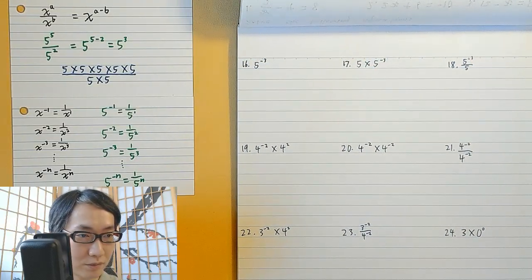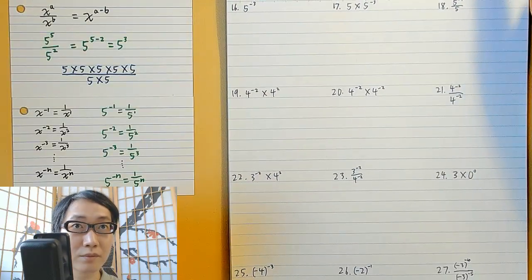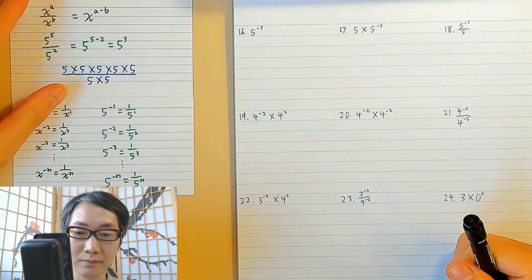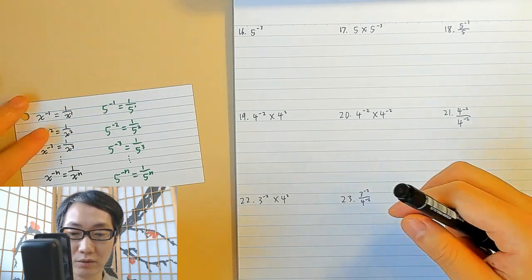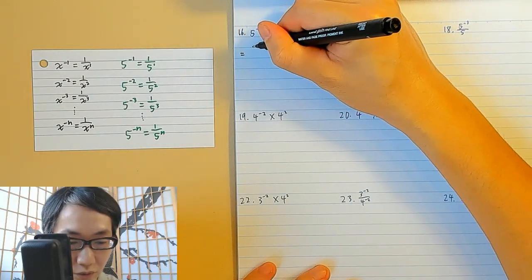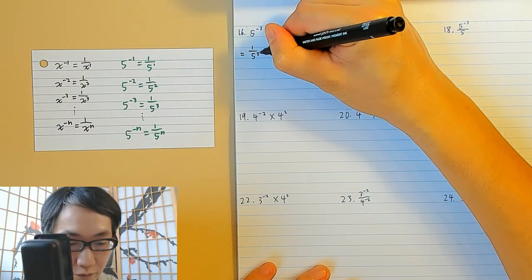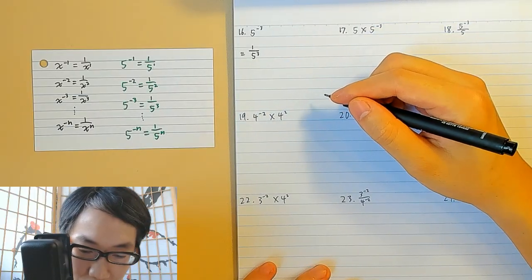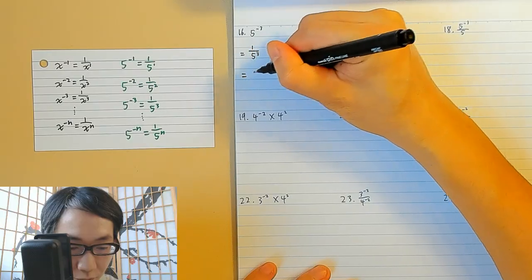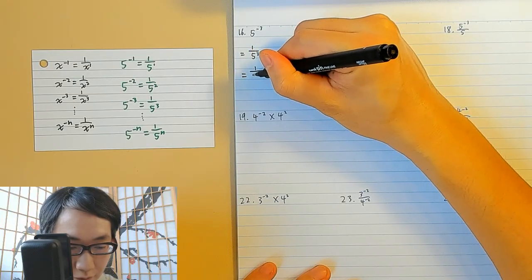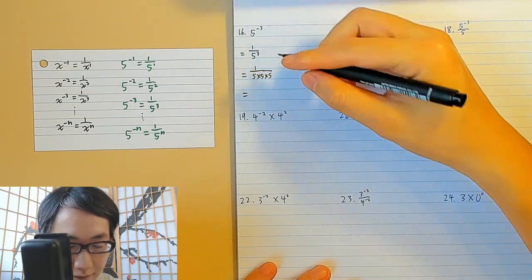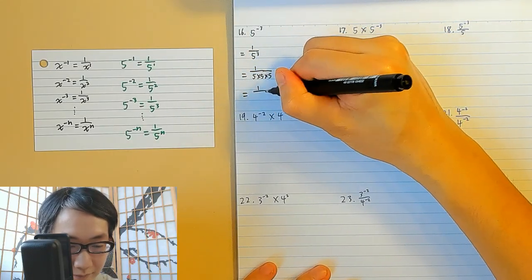And then this one, number 16. 5 to the power of -3. So we can use this one. It equals 1 over 5 to the power of 3. So x is 5 here, n is 3 here. And we have 5 times 5 times 5. This is 125.